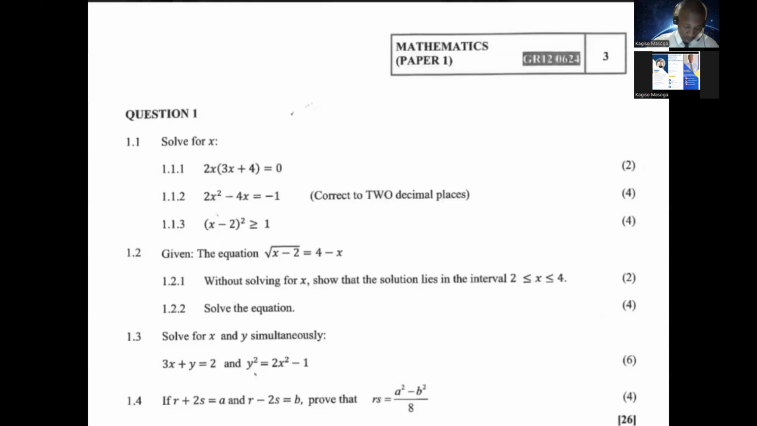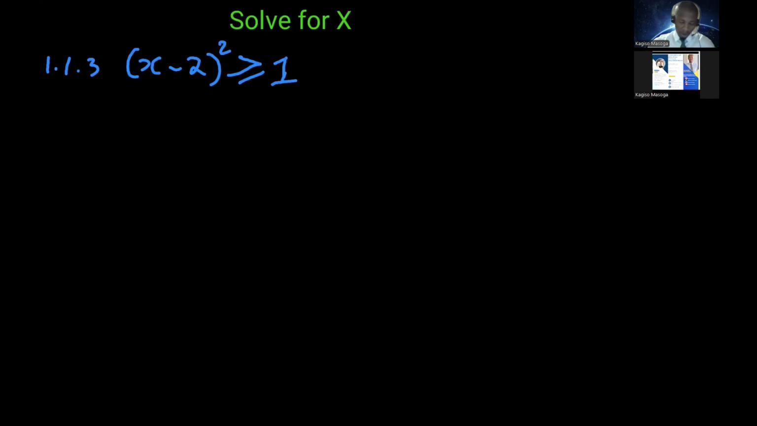Right. So now we will deal with this one over here. Let's just get on it. What we have here is an inequality. So what's the first thing that we're going to do here? The first thing we'll do is to take the square root of both sides.